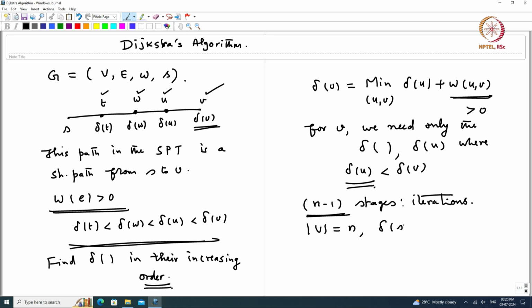We know delta S equal to 0. We want to find delta V for V not equal to S, for all these vertices. So, there are n minus 1 vertices for which we have to find the delta V values. Okay. So, we will do n minus 1 iterations. In each iteration we are going to find or determine the delta value of one vertex. Okay.